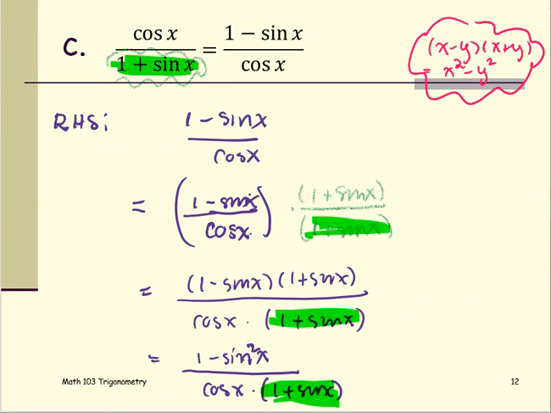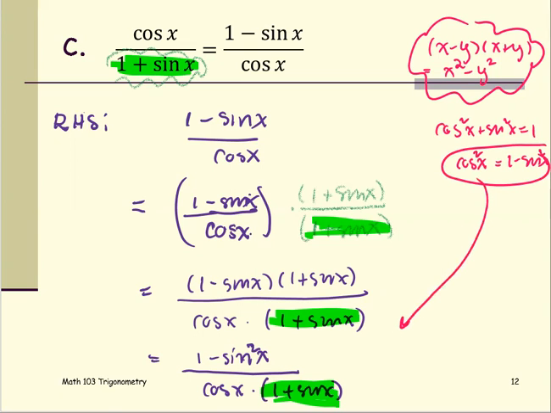Recall the trig identity: cosine squared x plus sine squared x equals 1. That means 1 minus sine squared x, where we subtract sine squared x from both sides, is equivalent to cosine squared x. Now we're going to use it for this step. Since I do not have enough room, I'm going to go toward the right here. So the numerator can now be replaced with the term cosine squared x.